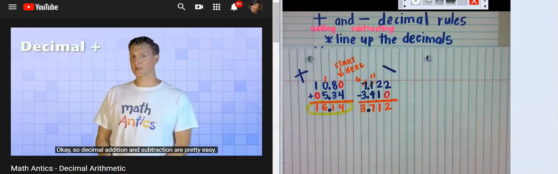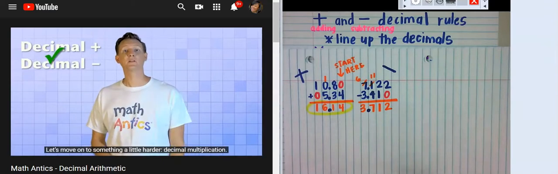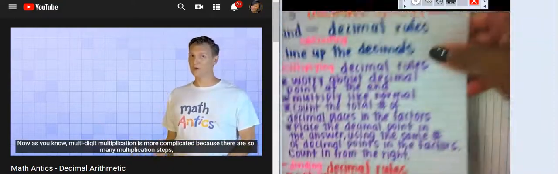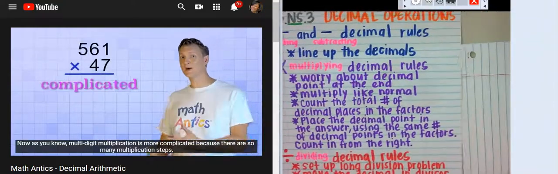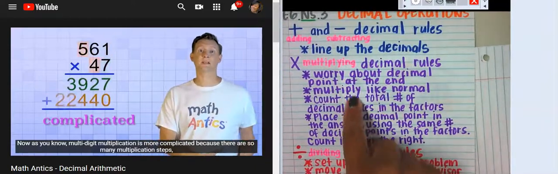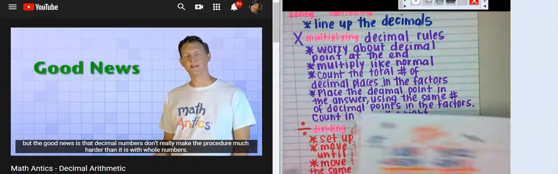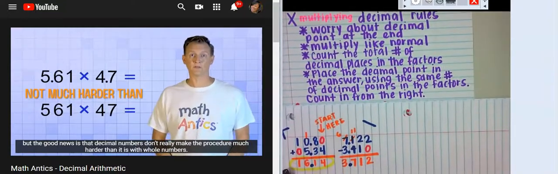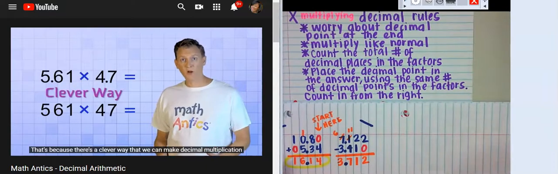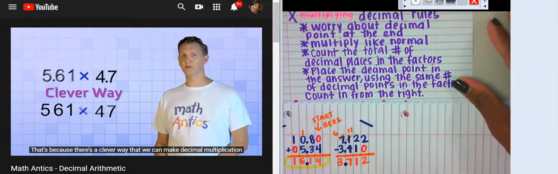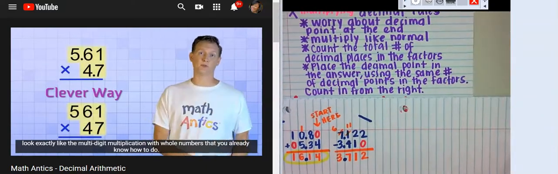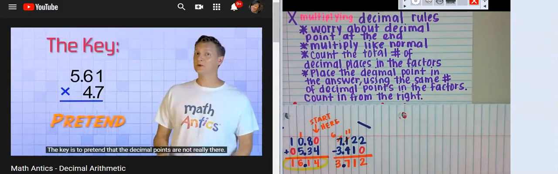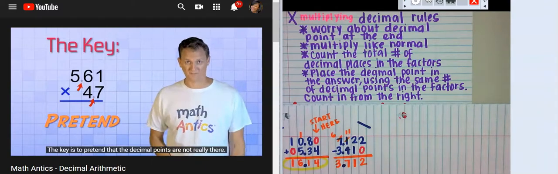Okay, so decimal addition and subtraction are pretty easy. Let's move on to something a little harder, decimal multiplication. Now, as you know, multi-digit multiplication is more complicated because there's so many multiplication steps. But the good news is that decimal numbers don't really make the procedure much harder than it is with whole numbers. That's because there's a clever way that we can make decimal multiplication look exactly like the multi-digit multiplication with whole numbers that you already know how to do. The key is to pretend that the decimal points are not really there.